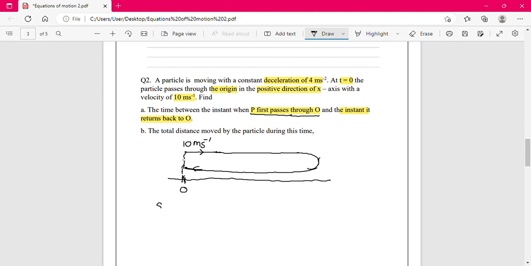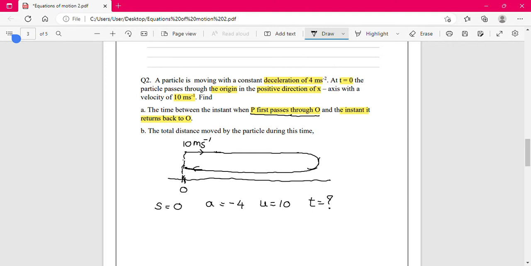Yes, it is coming back to the same point, means the displacement is 0. Acceleration is -4 given to you. It is decelerating at the constant rate. U is equal to 10 given to you. So you want to find out the time.